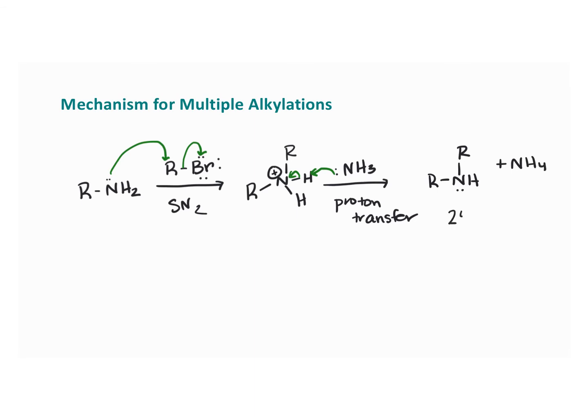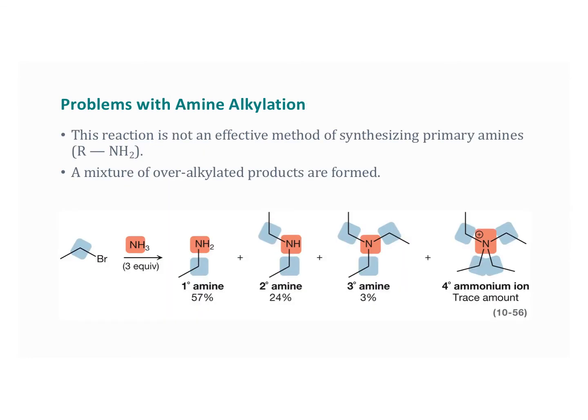And now we have a secondary amine. But the problem here is that the secondary amine is also nucleophilic, and so that secondary amine can now react to form a tertiary amine, right? And then the tertiary amine can react to form the quaternary amine. And so in our reaction, the simple reaction that we're trying to do, now we have 4 products, when really we're just looking for 1 product.